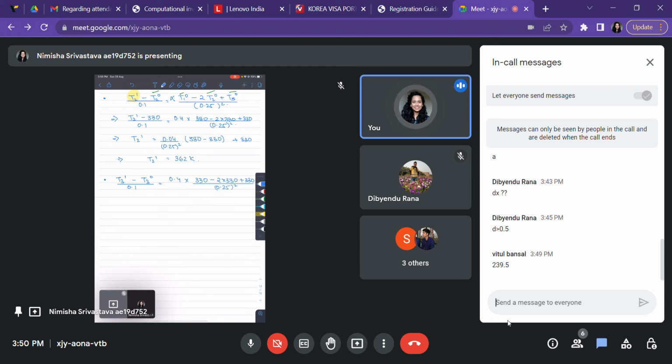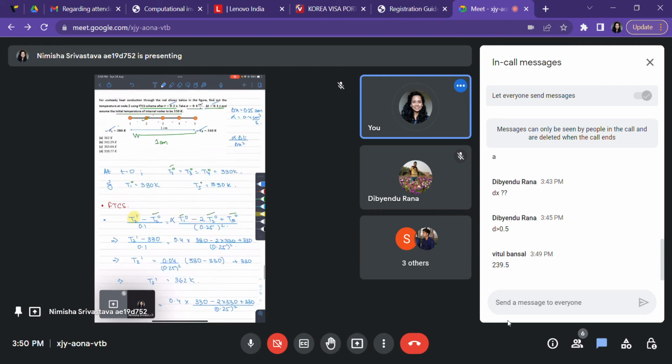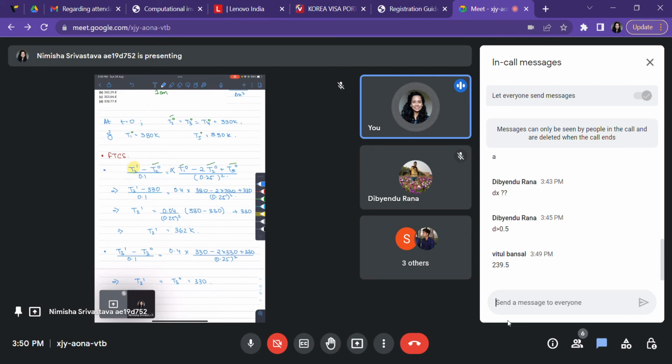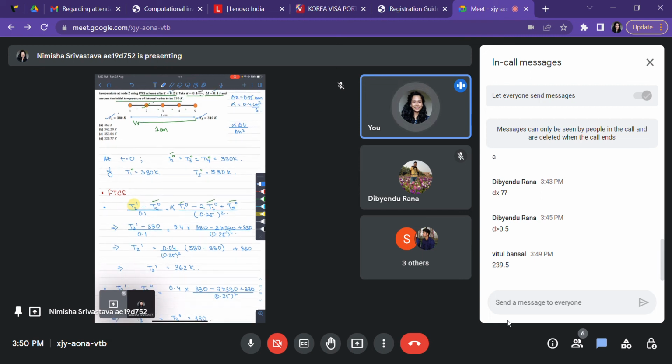So for the first time step, T3 one is equal to T3 naught. That is 330 Kelvin. So why did that happen? Because for the first time step, I'm sorry, what? 239.5 is what you're getting for T2 one? Please recheck the answer. Because how can it drop? Node 2 is closer to the higher temperature node, so physically it cannot drop beyond whatever it already is. It can only increase.